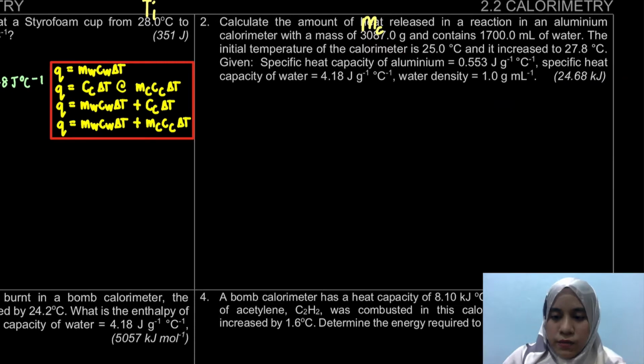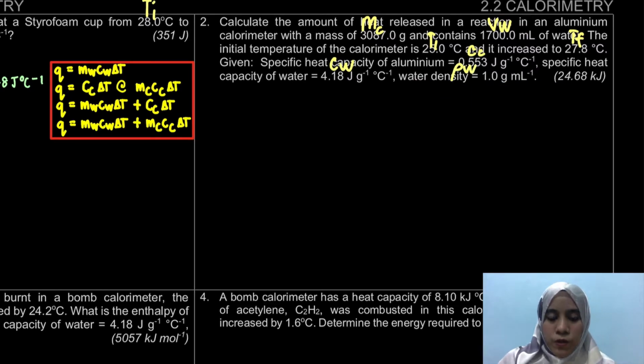Just write it down as VW, volume of water. The initial temperature is 25 degrees Celsius, T1, and it increased to 27.8. So here is my final temperature. Given that the specific heat capacity of aluminium is my C, the specific heat capacity of water is my CW, and here is the density of water.